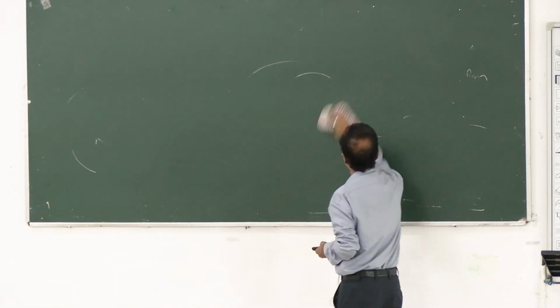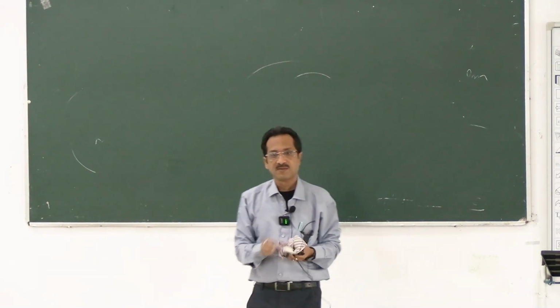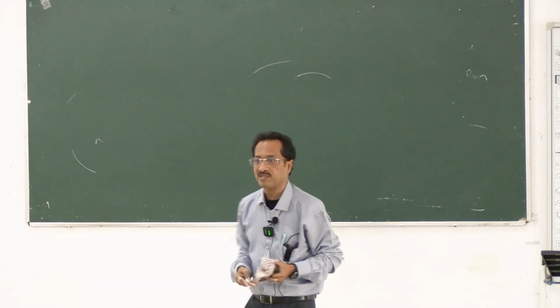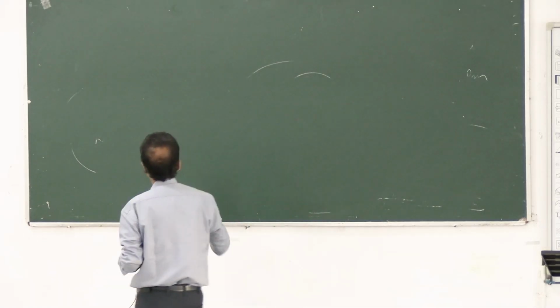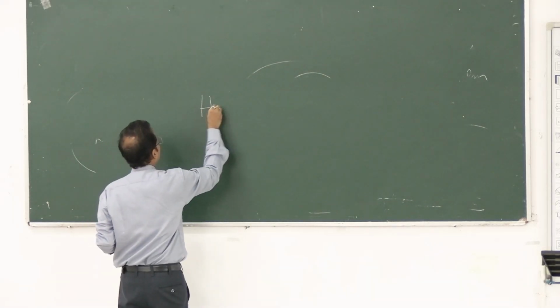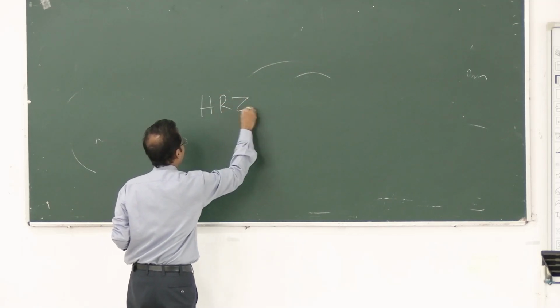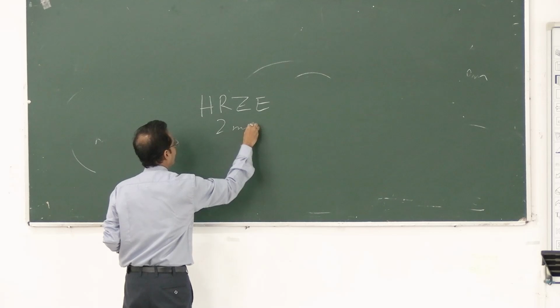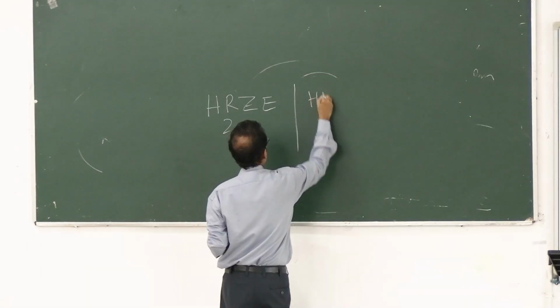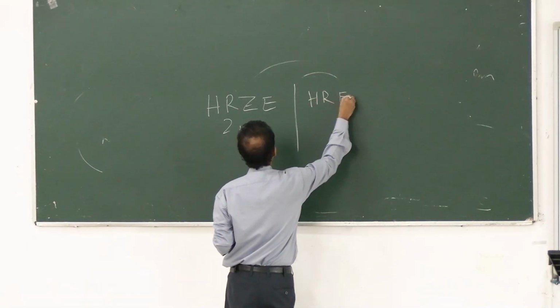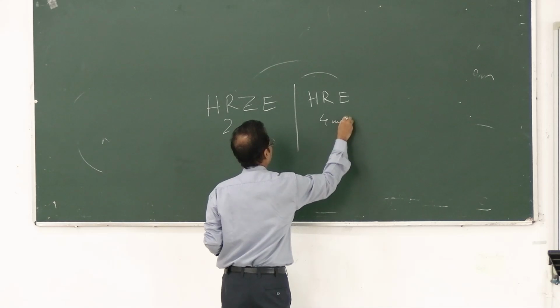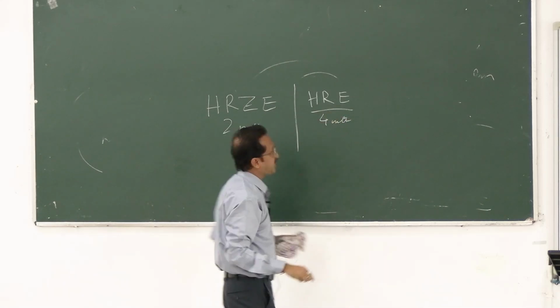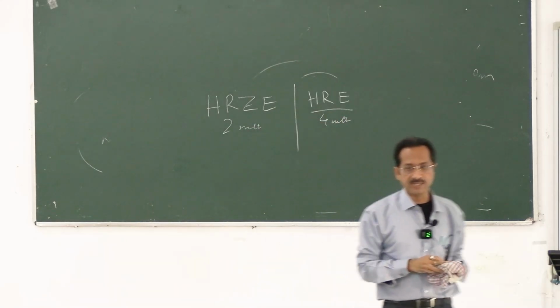What is your idea for drug sensitive TB? Drug sensitive TB treatment regimen is first HRZE, intensive phase 2 months, and then HRE for 4 months. So it has been changed after 2021.